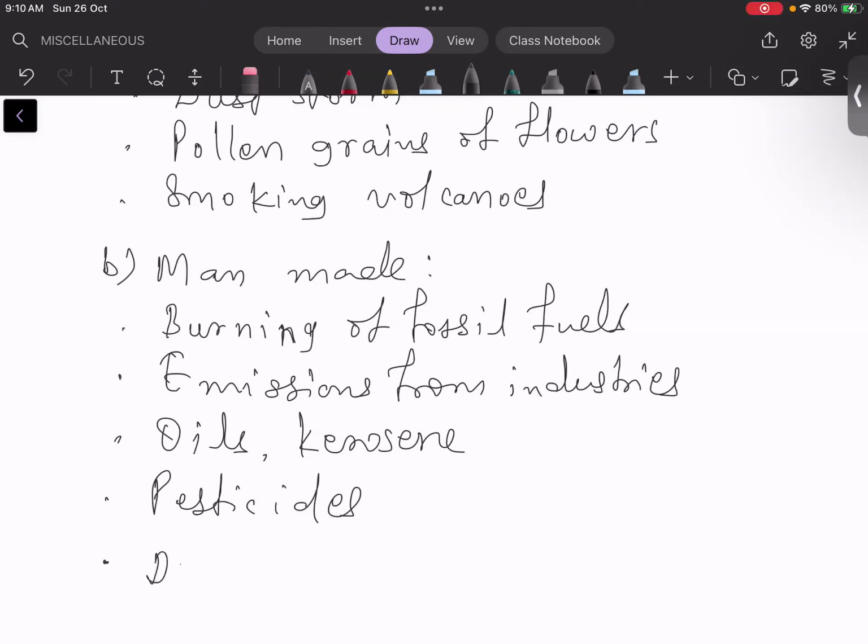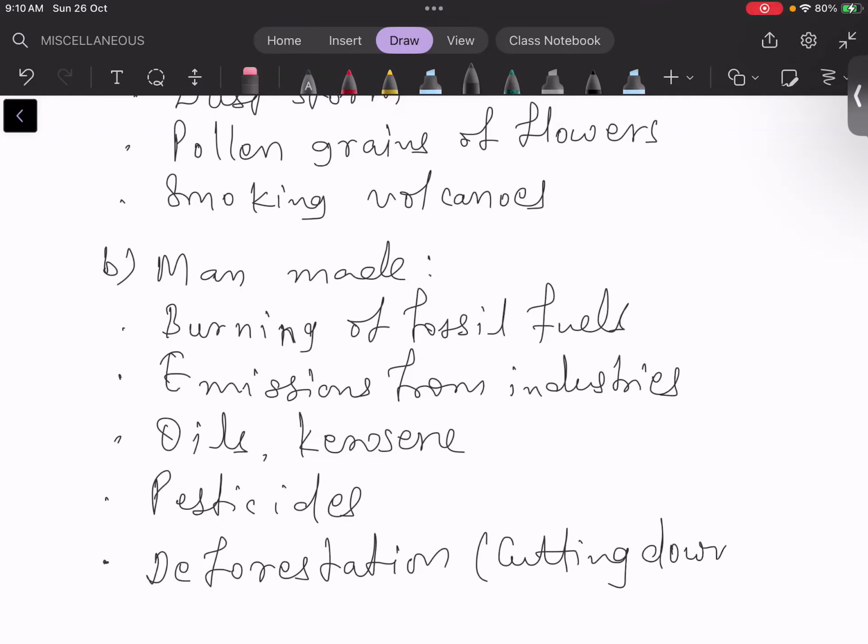The next, deforestation. Deforestation means cutting down of trees. That leads to what? Air pollution, right?